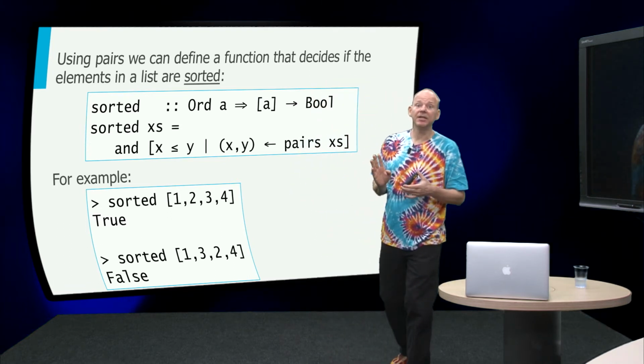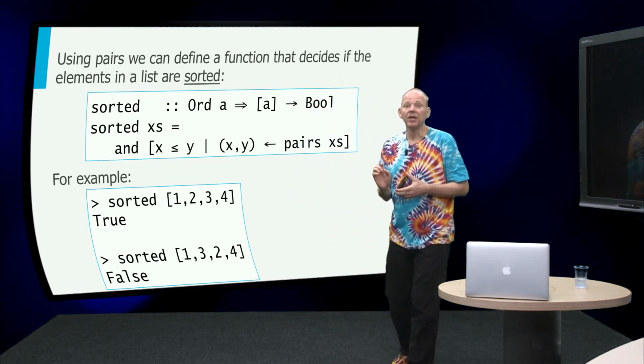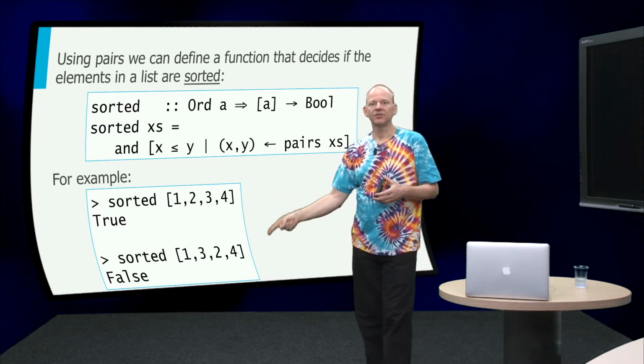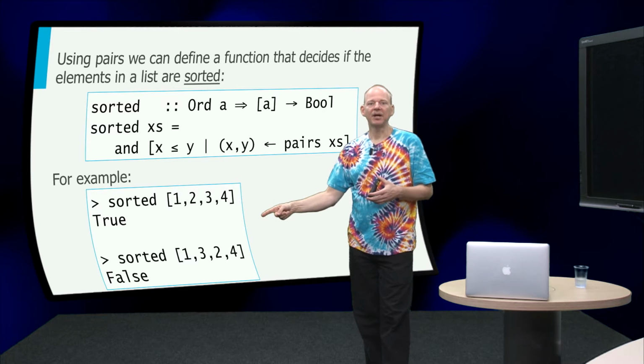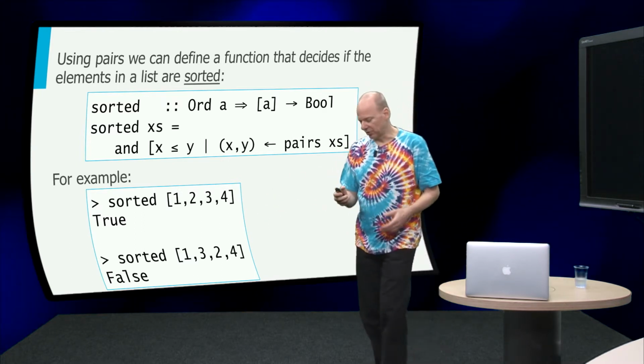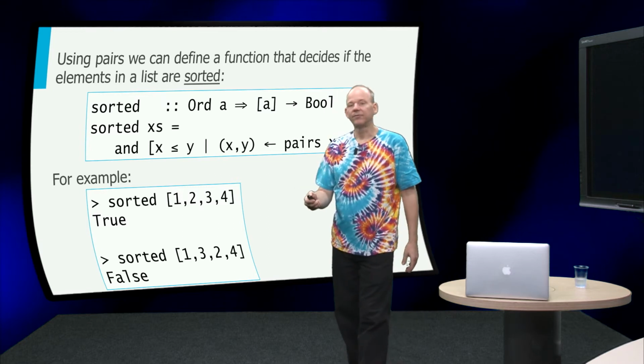Is 1, 2, 3, 2, 4 sorted? No, because the second pair in pairs of this list is the pair 3, 2, and there 3 is greater than 2. So that will return false.